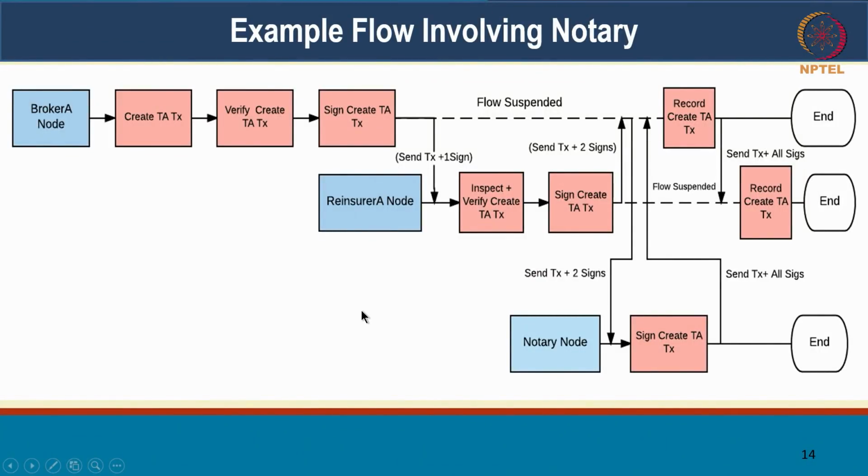Okay, so here is an example transaction flow involving a notary. Let's say there is Alice, a broker node for Alice, that's going to create a transaction. It's going to verify this transaction is well formed. It's going to sign it. It then sends it to another node. So this could be a reinsurer. So this could be Bob. So Bob then verifies this transaction. Bob also signs it, sends it back to Alice. Now both parties have signed this transaction.